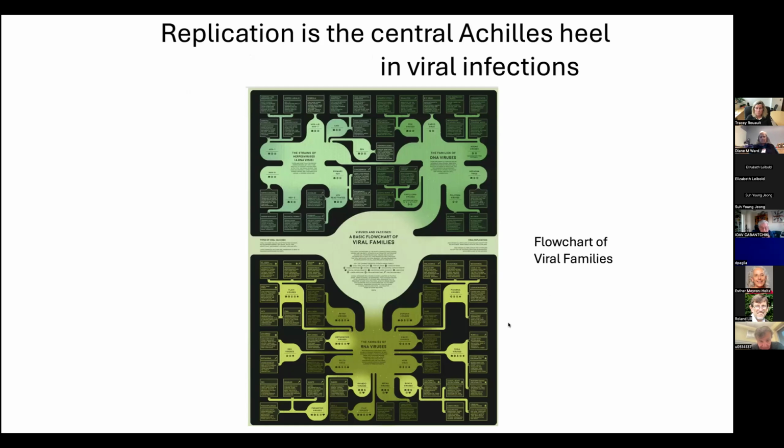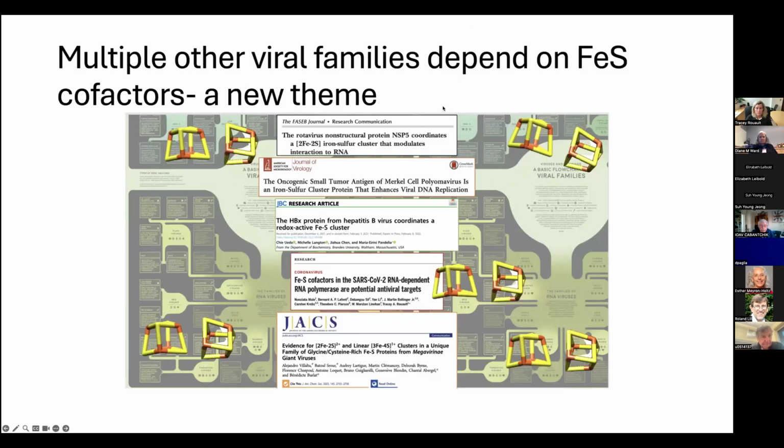But replication really is the central Achilles heel in viral infections, if you look at what it takes all of them to get their job done. And we found in searching the literature that multiple other viral families depend on iron sulfur cofactors. There were miscellaneous reports about the rotavirus NSP5, Merkel cell polyomavirus, HBx protein from hepatitis B, our work, and some more recent work on a group of viruses called megavirinae giant viruses.